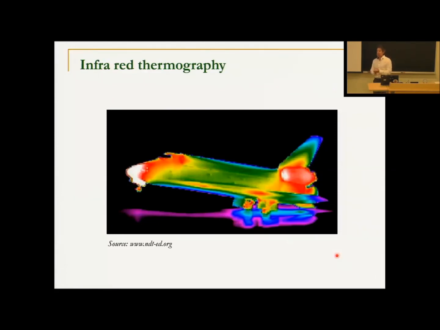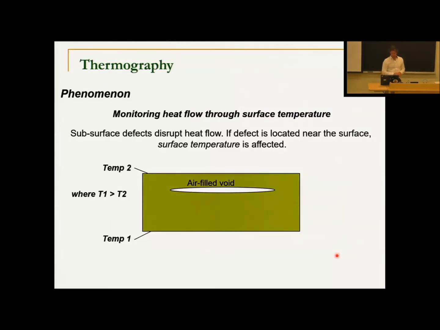We'll go pretty quickly. This is where we measure heat flows from a standoff IR camera. Here you see an example where the colors indicate different surface temperatures, right? So the idea is that we're monitoring heat flow through this material, right? And heat flow is disrupted by anything that blocks the heat flow, meaning changes in density. So if we have an air-filled void, that will disrupt heat flow.